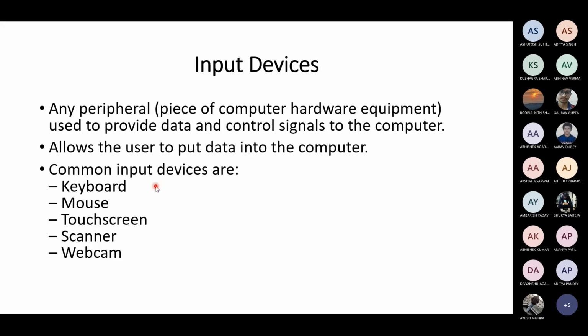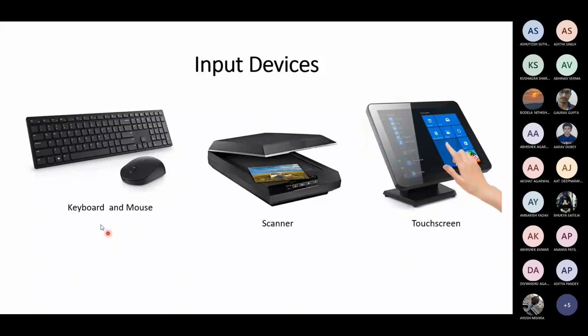So what I'm trying to do is provide some data or control signals to the computer externally, from outside to the computer, which acts as the input devices. For example, keyboard, mouse, touch screen, scanner, and webcam. We all know how a keyboard and mouse look. The scanner will help you scan images, files, documents, photos, and so on and so forth, right?